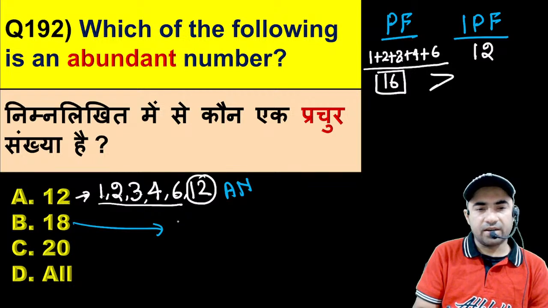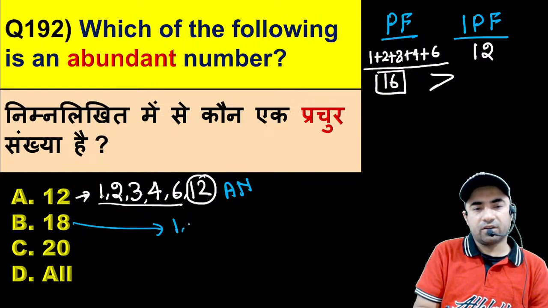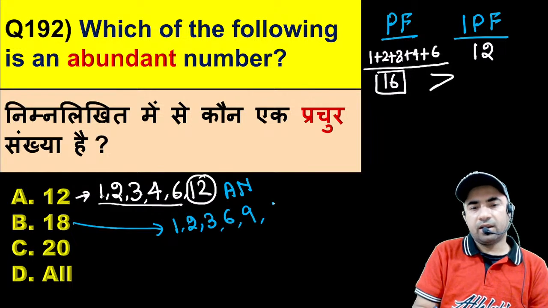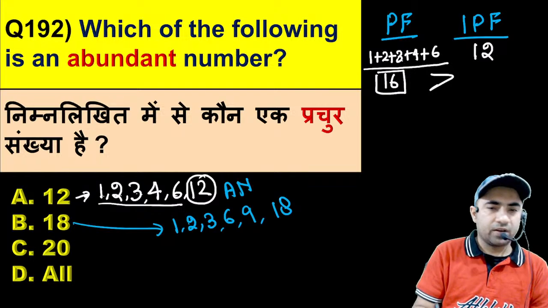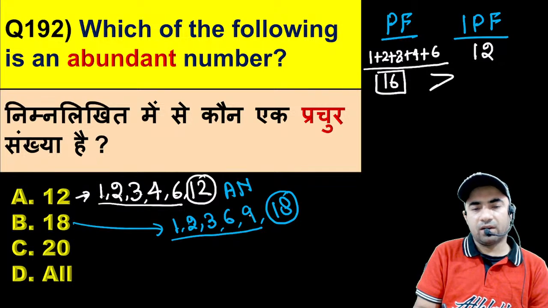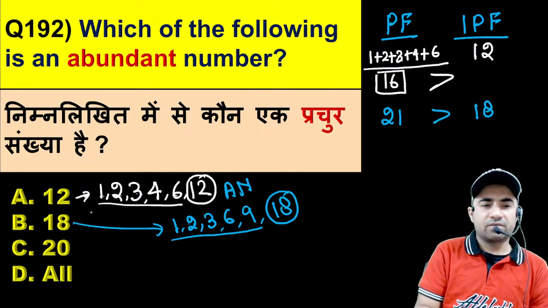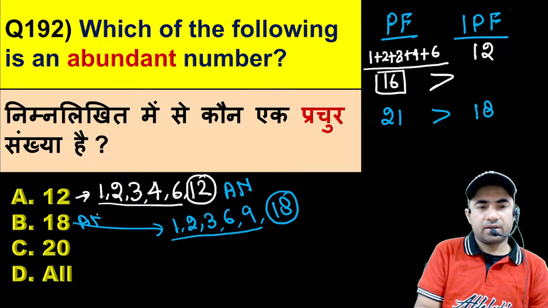You can write here all the factors of 18. The numbers which completely divide 18 are the factors of 18, and they are 1, 2, 3, 6, 9 and 18. This 18 is the improper factor and these 5 are the proper factors of 18. The sum of the proper factors is 1 plus 2 is 3, plus 3 is 6, plus 6 is 12, plus 9 is 21. The sum of all the proper factors of 18 is 21, which is greater than the number. That's why 18 is also an abundant number.